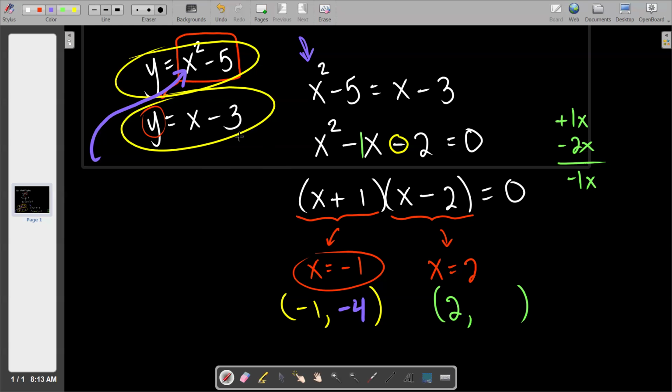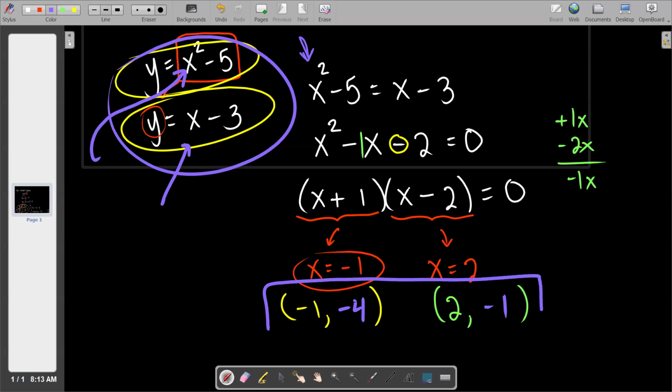And then let's check it for 2 also. It doesn't matter which one you pick. What are you going to get if you put 2 in place of x? It doesn't matter. Choose this one. It's easier. What's 2 minus 3? There you go. So we would say that the solutions to this mixed system are the 2 points in this purple box.